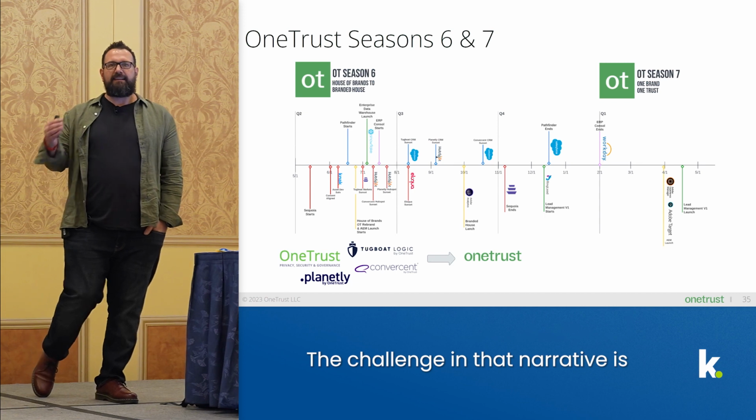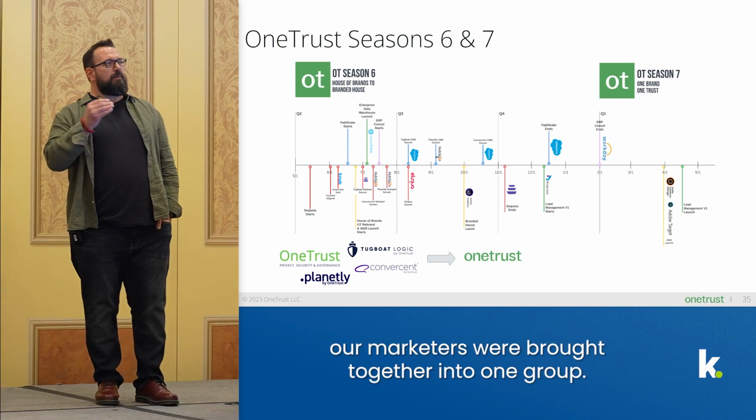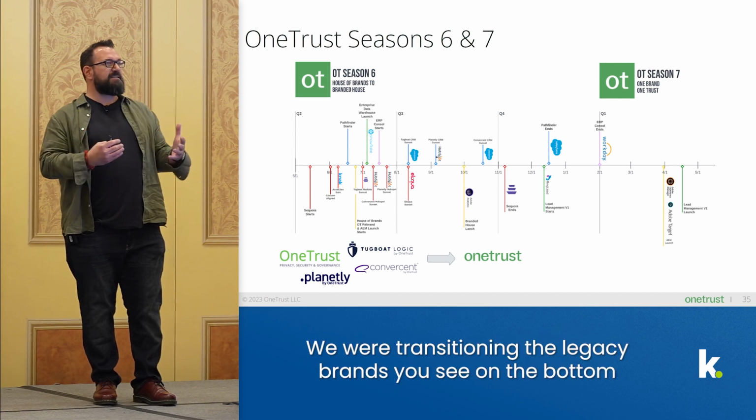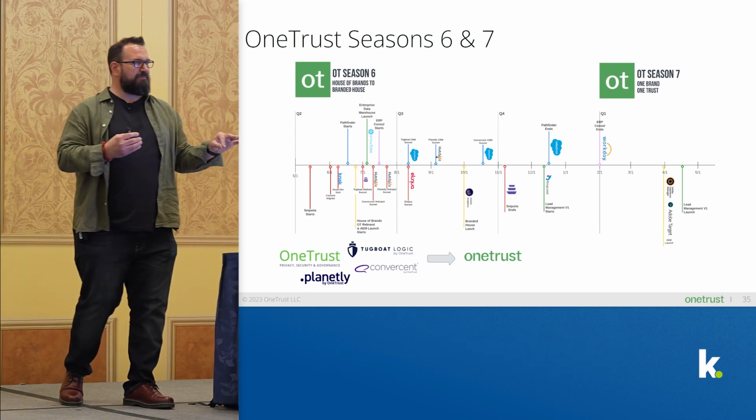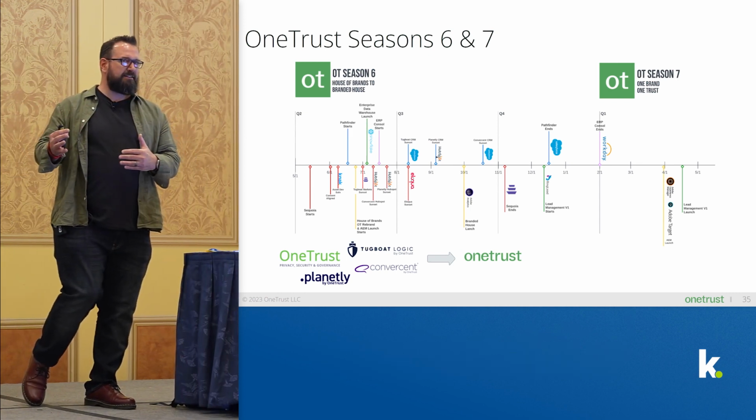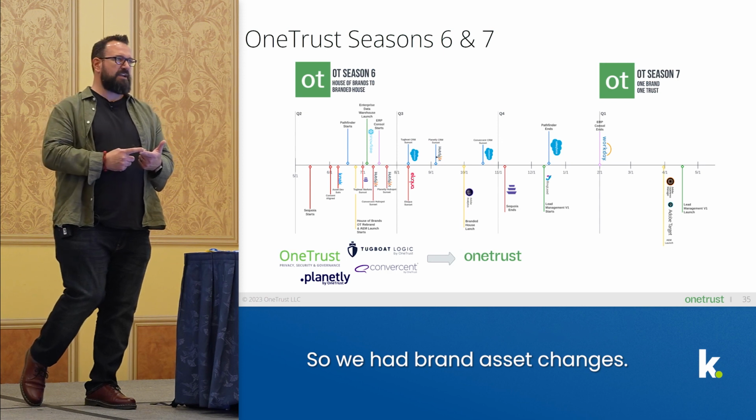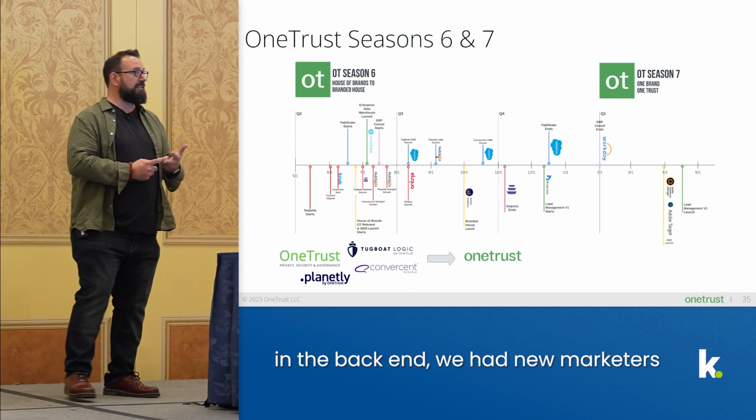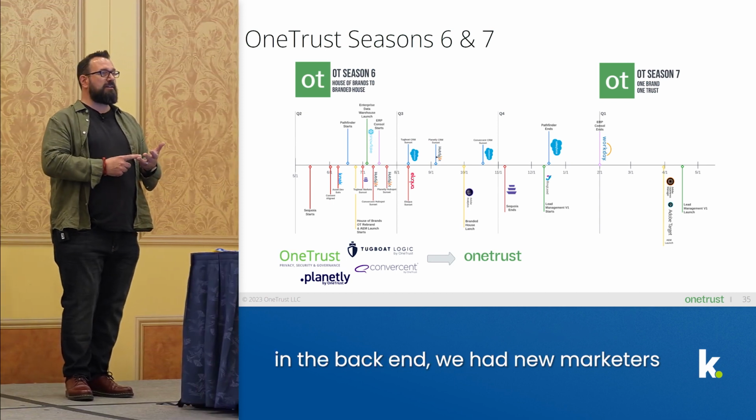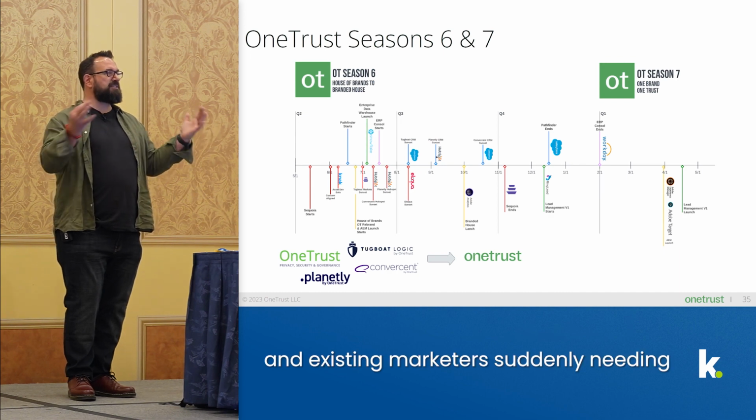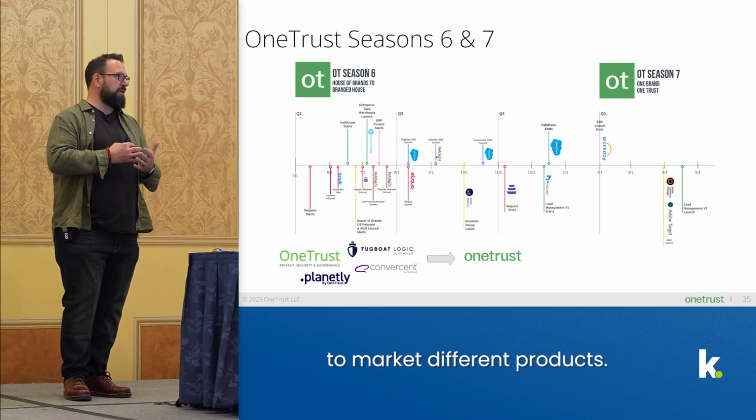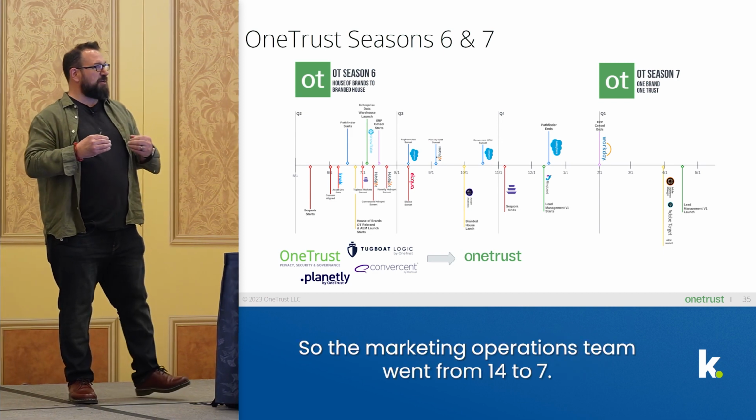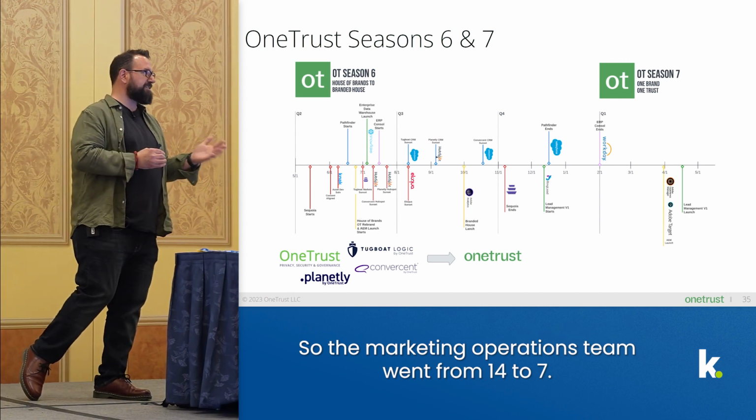The challenge in that narrative is our marketers were brought together into one group. We were transitioning the legacy brands you see on the bottom into the OneTrust brand. So we had brand asset changes. We had a hodgepodge of delivery systems in the back end. We had new marketers and existing marketers suddenly needing to market different products. And also in the reality of last year, we laid off 1/3 of the company. So the marketing operations team went from 14 to 7.